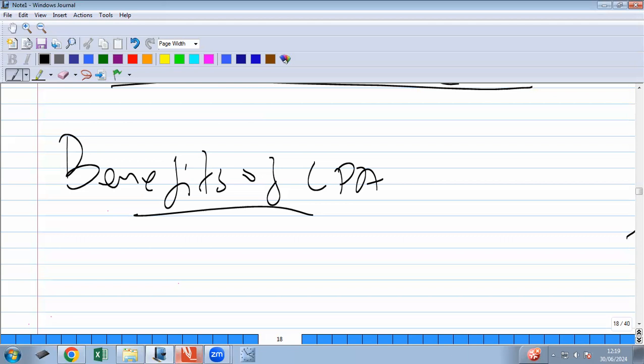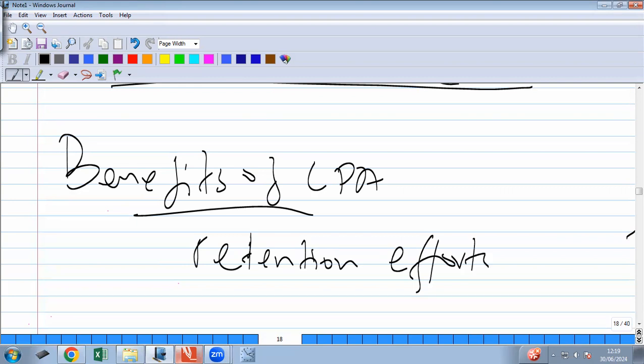Two, it empowers an entity to better prioritize its retention efforts.